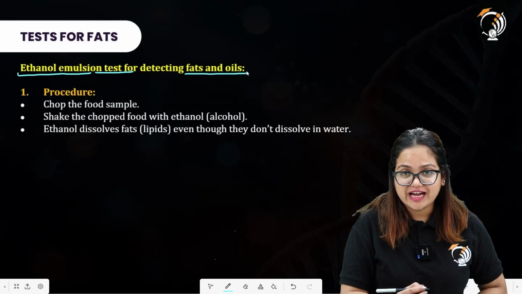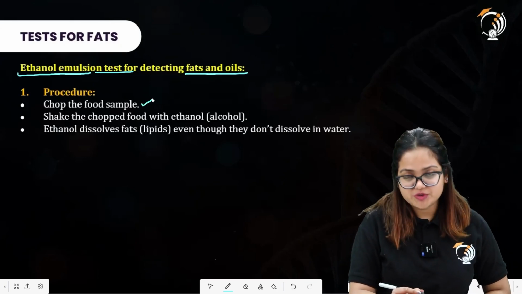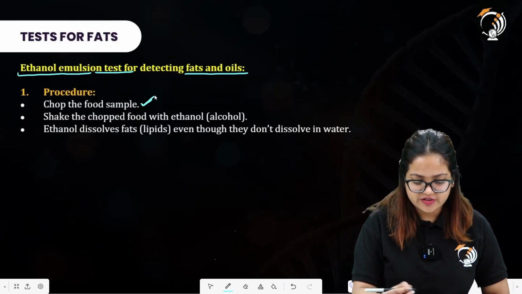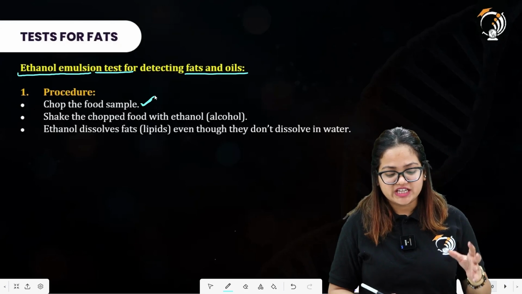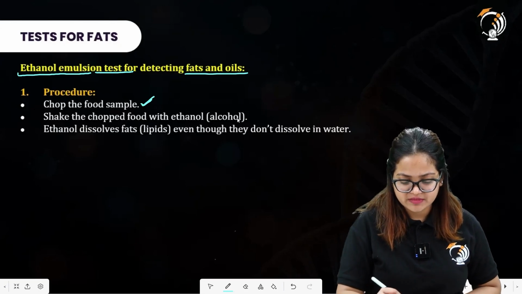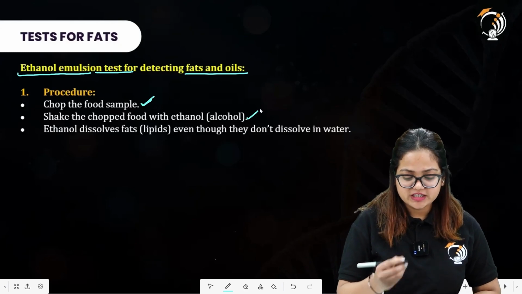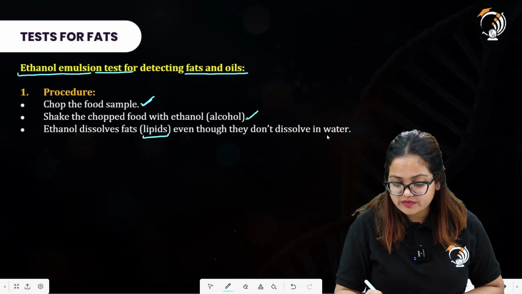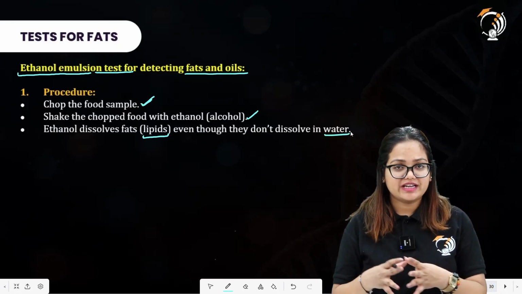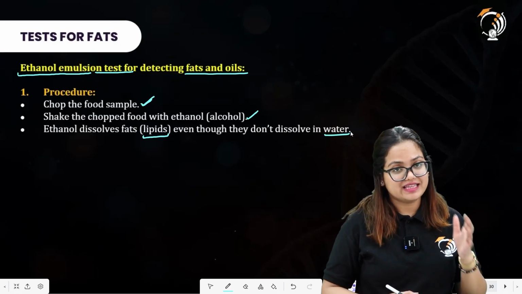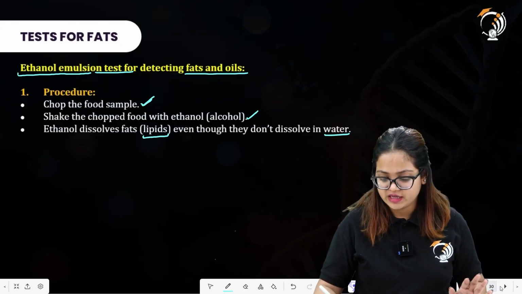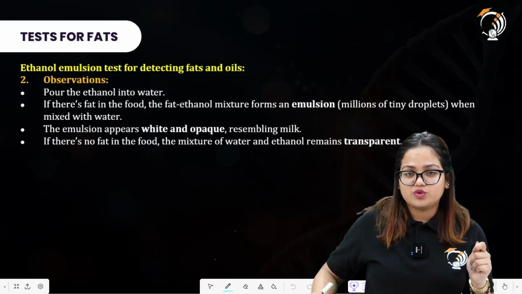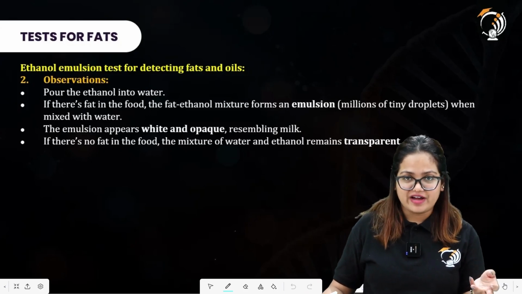What is the procedure for that process? We chop the food sample, so we are going to cut the food sample into very thin slices. Then shake the chopped food with ethanol, that is, an alcohol. Ethanol dissolves lipids, that is fats, even though they don't dissolve in water. So basically fat does not get dissolved in water, but fat gets dissolved in ethanol. Then, what are the observations of these tests that are carried out on the food components that have fat in them?